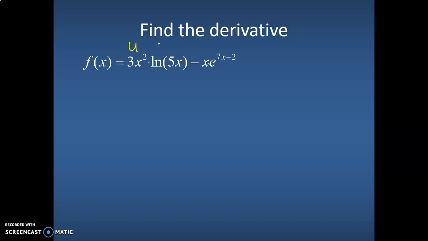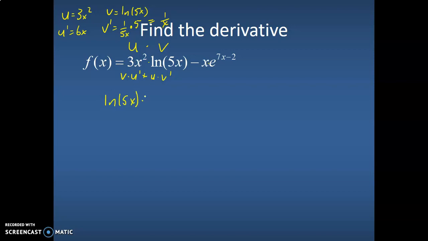So over here, I'm going to have u and v. I'm multiplying u and v, so I'm going to need to use the product rule. U equals 3x squared, u prime would be 6x, v equals ln of 5x, v prime would be 1 over 5x times the derivative of 5x, which is 5. And then those 5's cancel out, and you get 1 over x. So for this first part, I need to do v times u prime plus u times v prime. So v was ln of 5x times u prime was 6x, plus u was 3x squared, and then v prime was 1 over x, minus, and then we'll switch to red for this other piece.